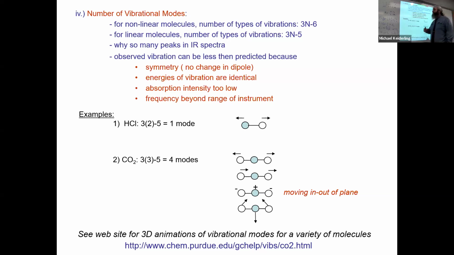But the observed vibration can be less than predicted for a few different reasons. One, you can have symmetry. You can have a vibration that doesn't actually change the dipole moment. If the dipole moment doesn't change, then you don't get any electric charge effectively moving. You don't generate any light. So the dipole moment has to change.